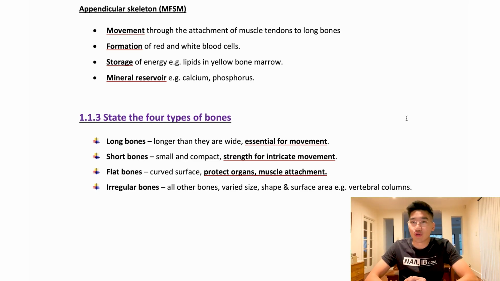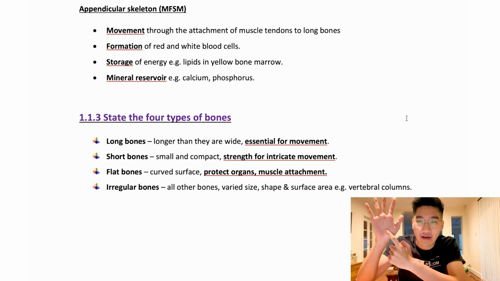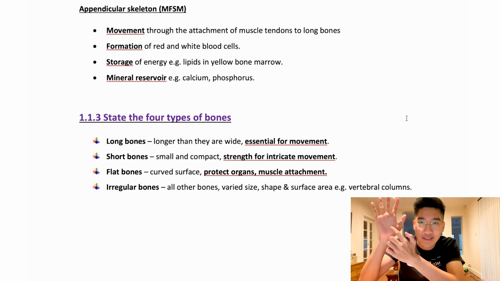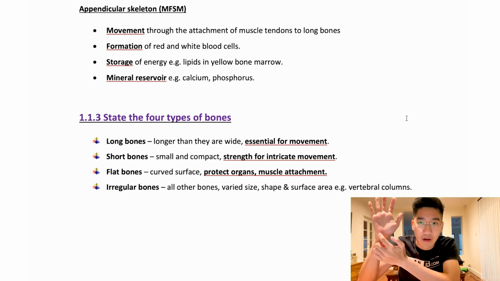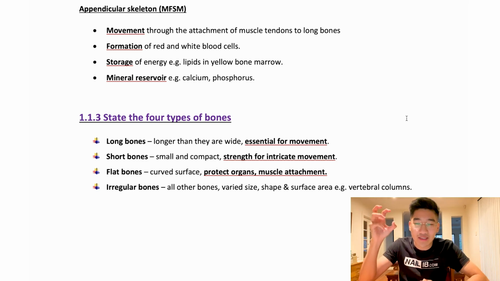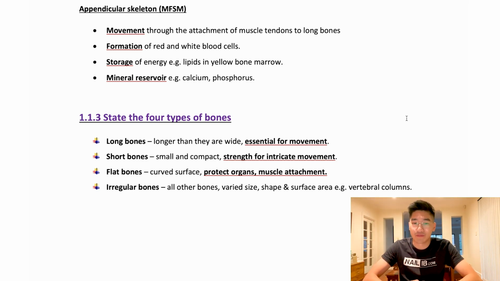Then we have short bones. So our second type of bone is called the short bone, and they are small and compact, but they provide strength for intricate movement. So in this case, we're looking at our wrist, but our wrist, this area is made up of a number of carpal bones. And so these are examples of short bones because they tend to be more cubed, and they're very small and compact, but they're very strong.